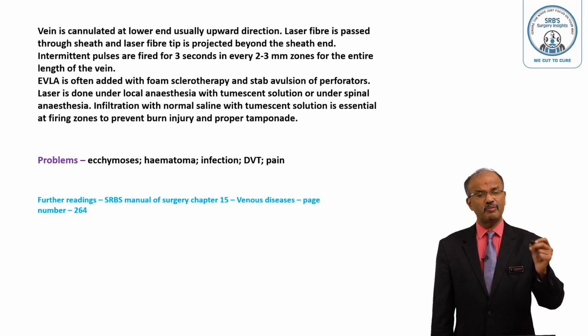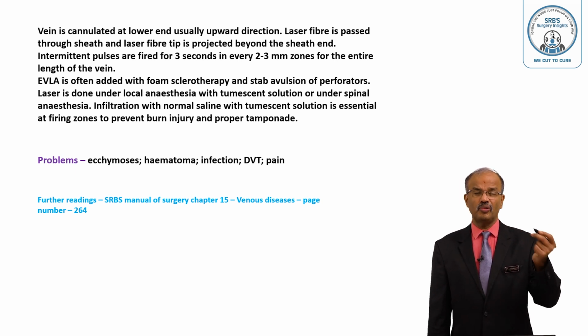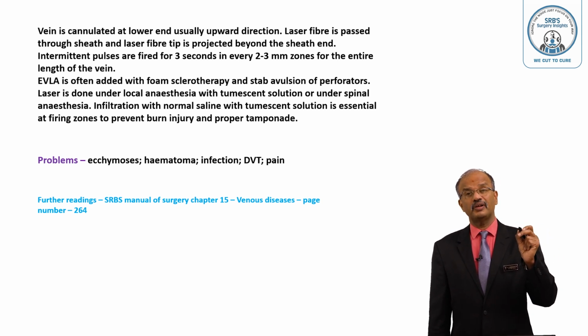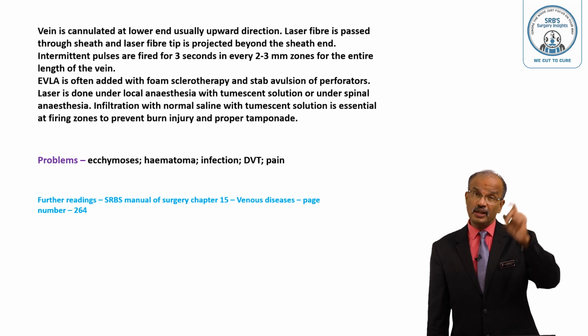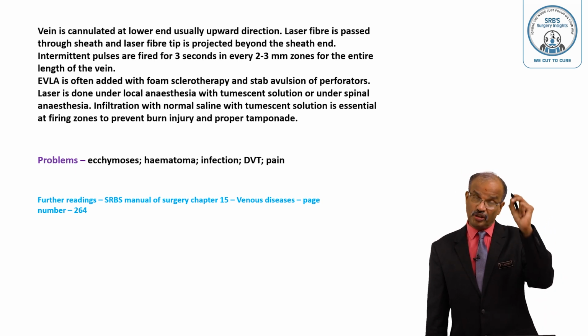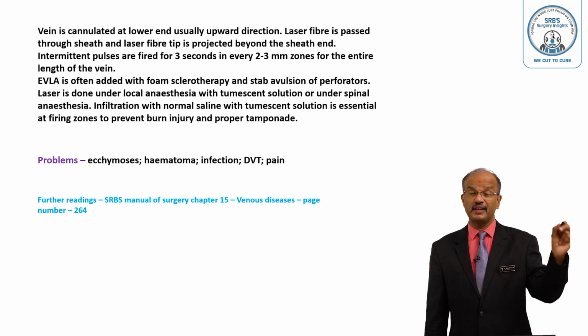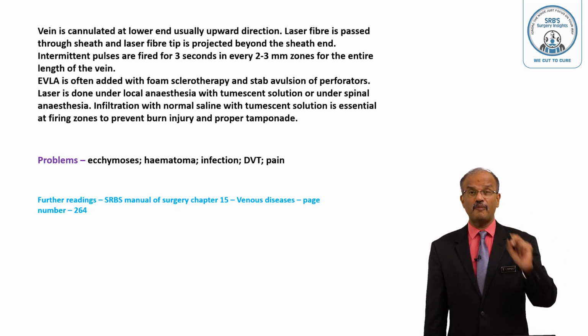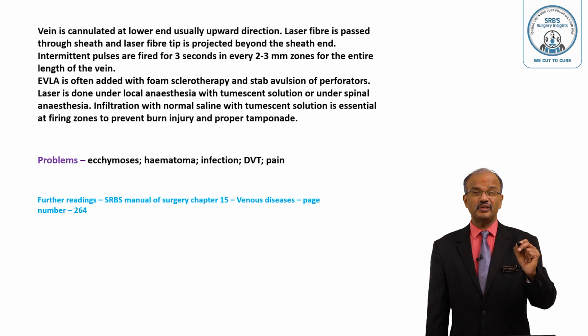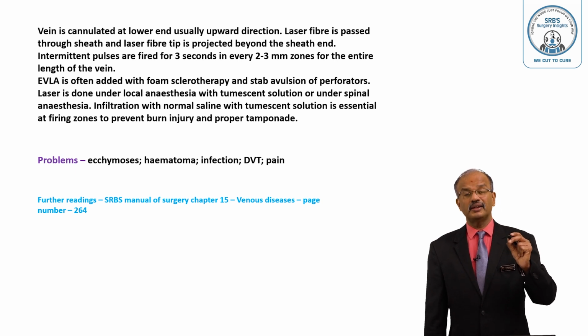Sometimes under spinal anesthesia, or we will do local anesthesia, tumescent anesthesia. Tumescent anesthesia is sufficient. The vein is cannulated after marking. Of course, you have to map the vein properly with venous mapping using a marker, which is very important. The entire length of the veins, perforators, branches, everything should be mapped properly. Then cannulate the vein, usually just above the ankle.